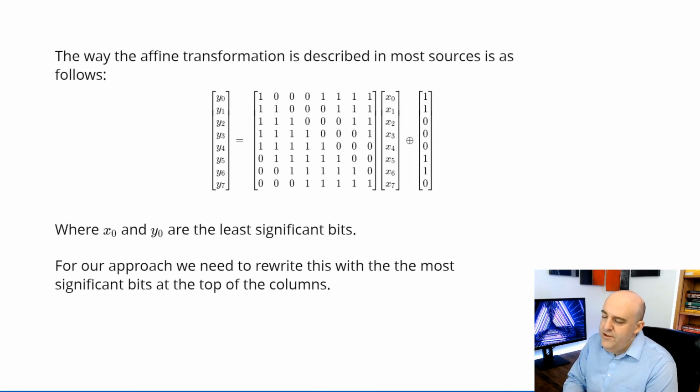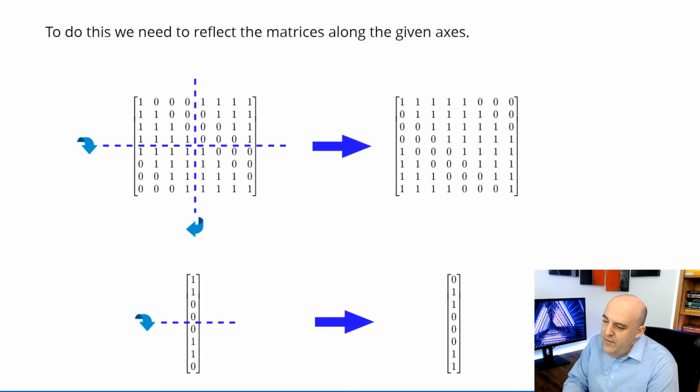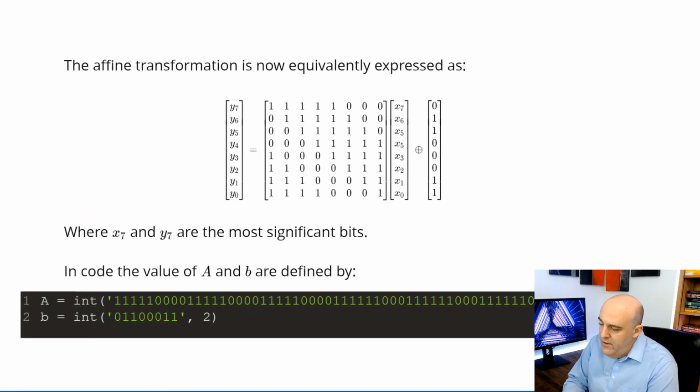In those PDFs I mentioned at the start, the affine transformation is described like this. This is the matrix A, and this is the 8 by 1 column vector B. And here the X0 and Y0 are the least significant bits. And for our approach, that's a problem. We need to rewrite it so that for our column vectors, the most significant bits are at the top. To do that, we just reflect our matrices as shown, a simple change. And then we can rewrite it so that, equivalently, it's the same thing. Now the most significant bits are at the top.